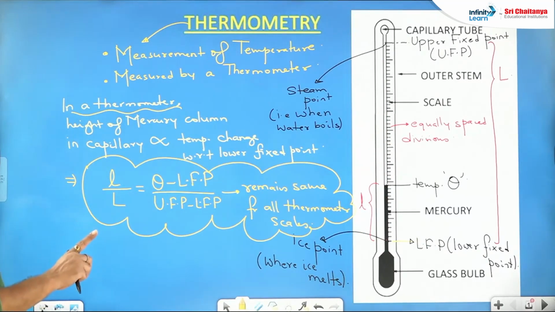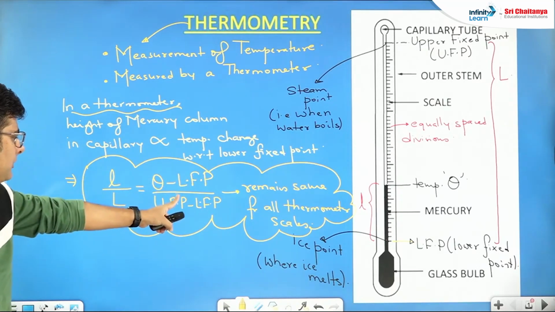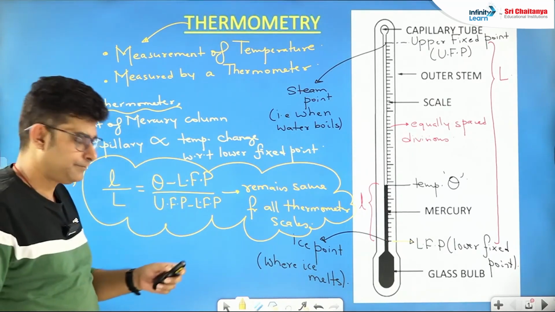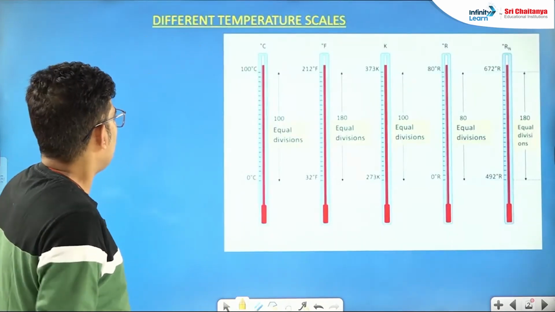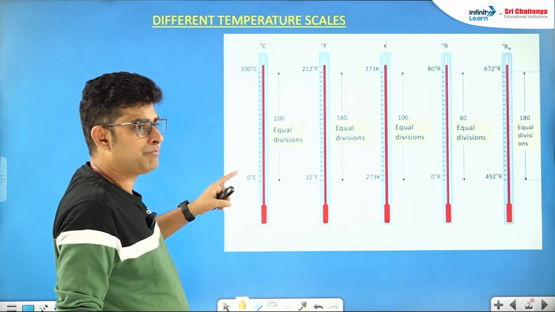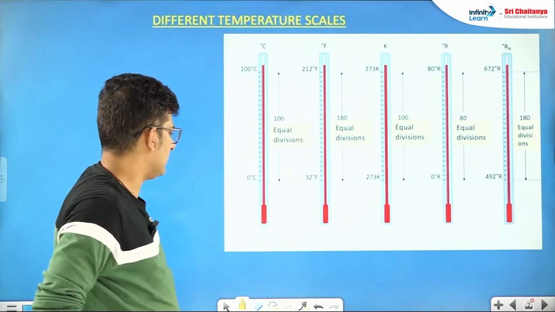So I hope this is clear to all of you. This point again, theta minus LFP by UFP minus LFP remains same for all. Okay, let's see. Now, as I was talking of, in the next slide you can see we have different thermometer scales over here.